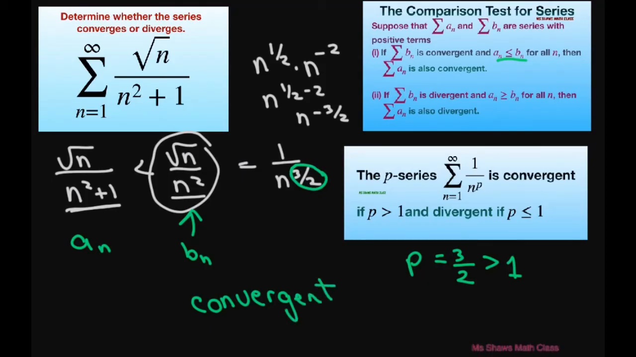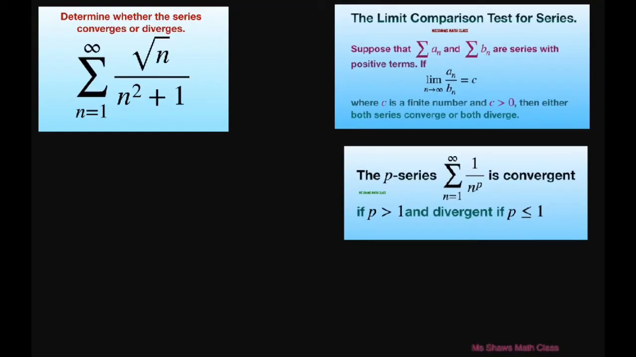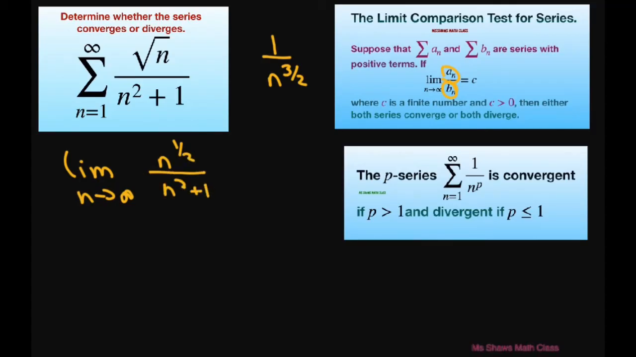You can also do the limit comparison test, and we're still going to compare it to 1 divided by n to the power of 3/2. So if we do the limit as n approaches infinity of a sub n divided by b sub n, we're going to do n to the 1/2 power divided by n squared plus 1 divided by b sub n, which is the same as multiplying by the reciprocal.